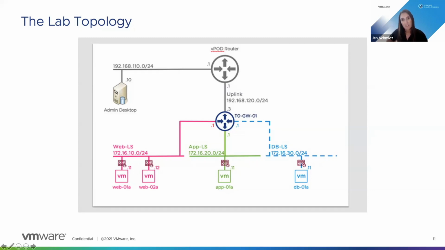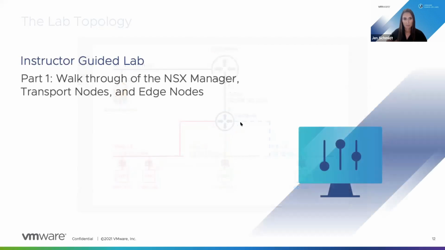When I turn it over to Claire, she's going to walk through how we create this DB logical switch and connect it to the T0 router. And then from there, she'll go on to some more advanced routing features. So now I'm going to take you through a walkthrough of the NSX managers and the transport and edge nodes.